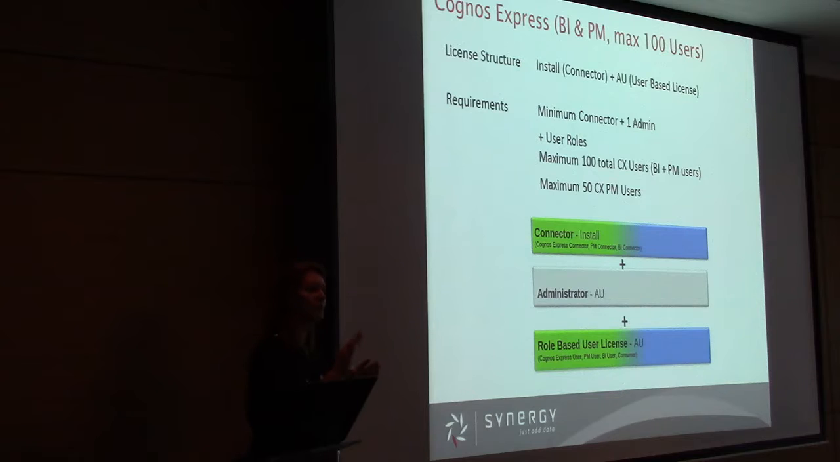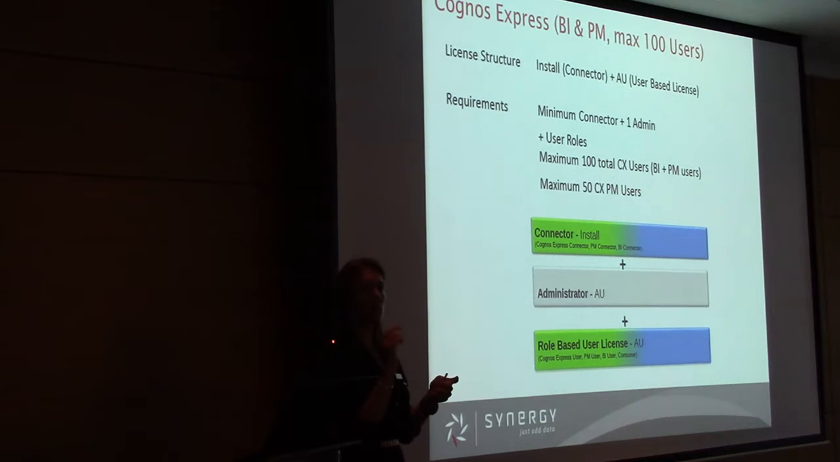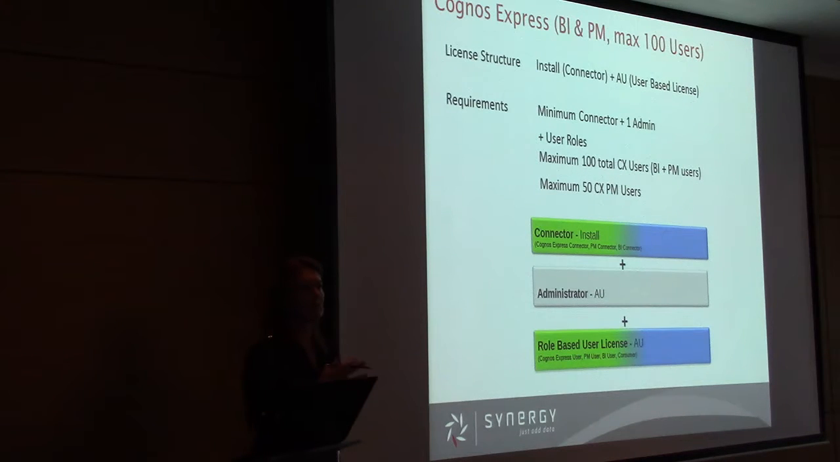So if you want to follow, when you go to your booklets, just after the Cognos Express section, it's got your licensing information in there, so you can follow what I'm telling you right now. Your minimum licensing requirements are that you need either a connector or an administrator.